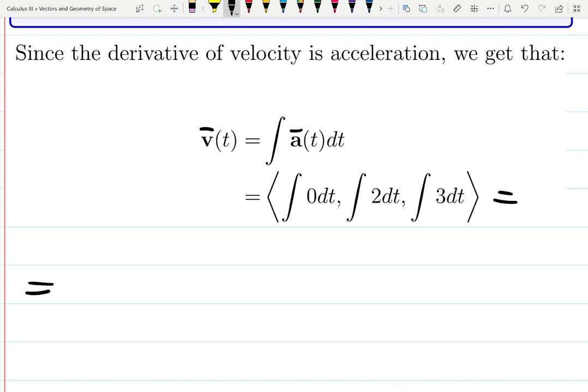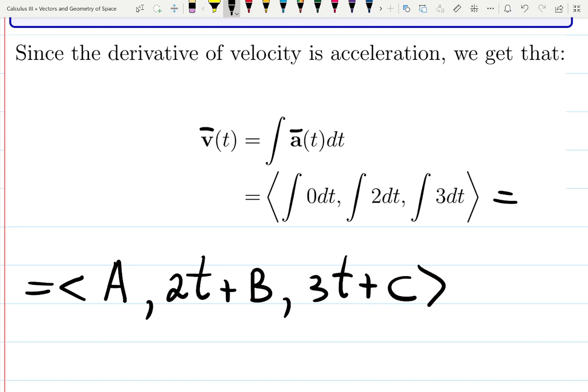Integral of each component. What gives you the integral of 0? It is just a constant, right? You should ask yourself, the derivative of what gave me 0? A constant. You can call them C1, C2, C3, just don't make them the same. Or A, B, and C. Let's call them A, B, and C. So just a constant. What gave you 2 when you differentiate? 2t, and then plus one more constant, B. And then 3t plus a constant, let's call it C. So now you have 3 constants to find. A, B, and C. We don't know them.